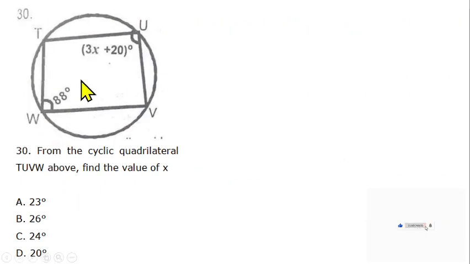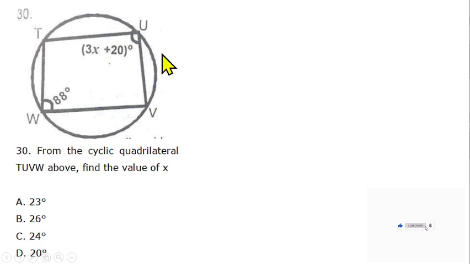Question number 30 is also from circle geometry, and we are given this. We are told that this is a cyclic quadrilateral, and you have to find the value of X. If you understand circle geometry very well, good. If you don't, please check my video on circle geometry. You will know how to solve any question on circle geometry, because I try to explain very well in that video.